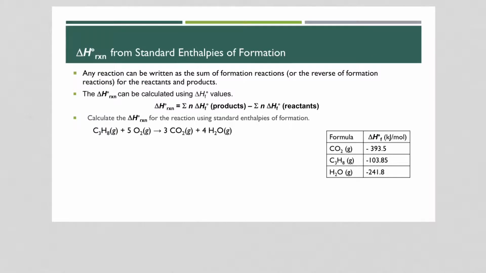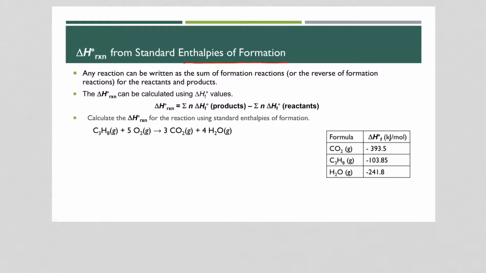So how do we do this calculation? Let's say we want to calculate the delta H standard state for a reaction, and we want to use these enthalpies of formation to do it. Well, any reaction can be written as the sum of formation reactions or the reverse of formation reactions. For the reactants, the decomposition is just the opposite of the formation. And for the products, we have the formation.